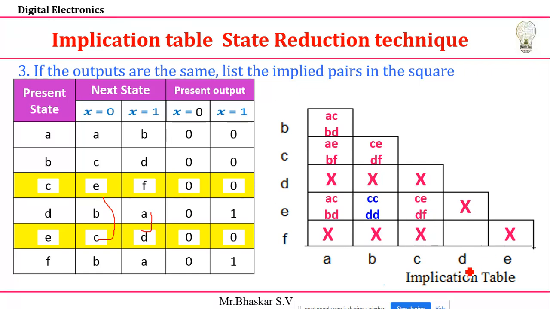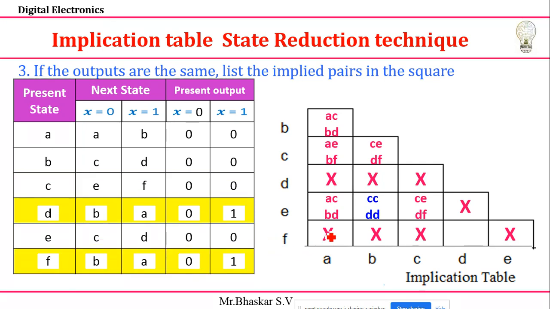Next, last one, D and F, just fill this table. BB and AA. So I'll take BB and AA. If BB and AA is there, you need to remember this. In this way, first I want to identify where outputs are not equal. Next case, outputs are equal. We need to identify and fill this implication table. Is it clear?